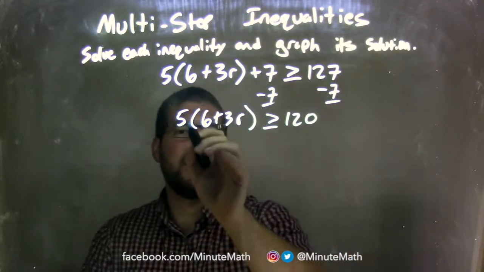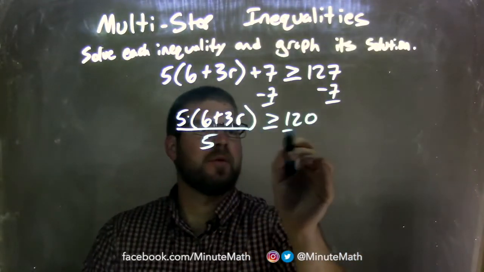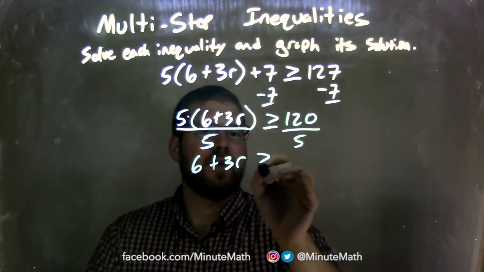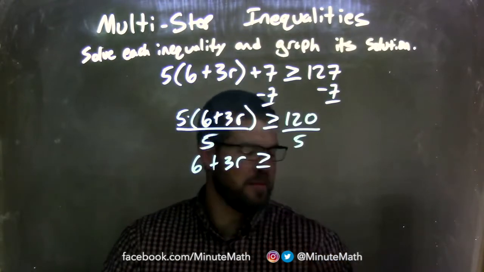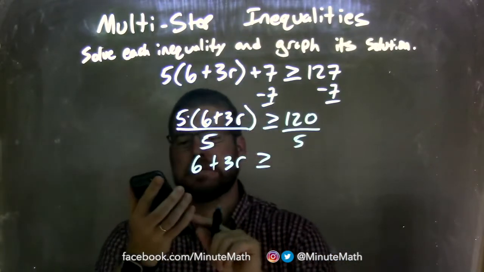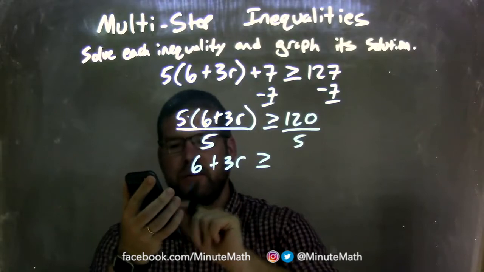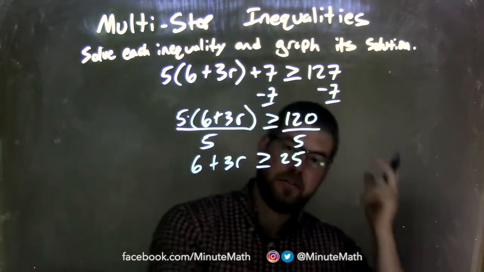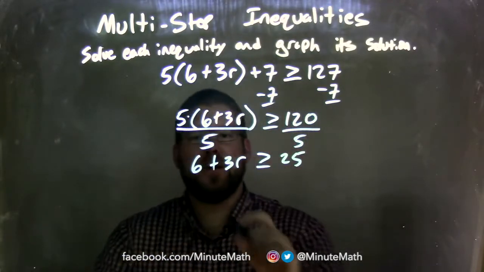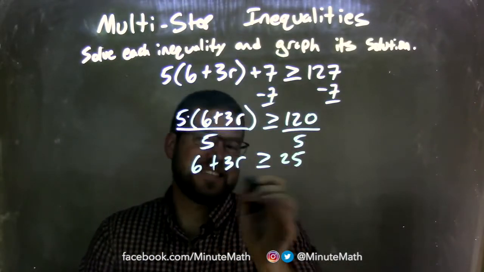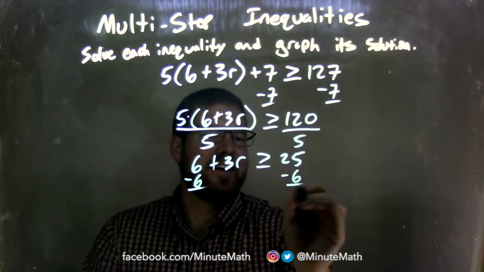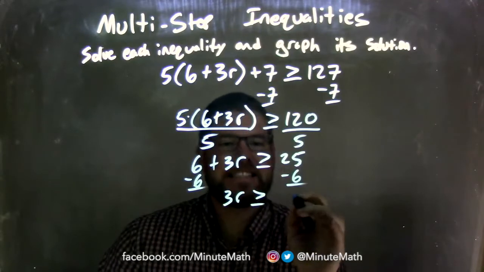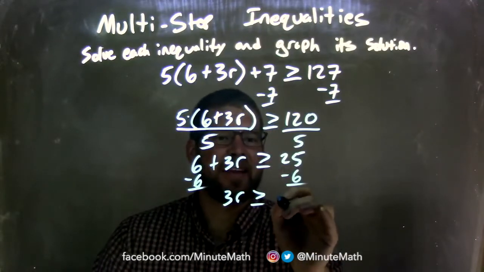Now I have the 5 multiplied out front, so I'm going to divide by 5. Opposite of multiplication is division. And we have 6 plus 3r on the left is greater than or equal to 120 divided by 5. I believe that's 24, but let's see. 120 divided by 5. 24 is correct. That's why I have a college degree. So I need to subtract 6 now from both sides, right? To get 3r by itself.